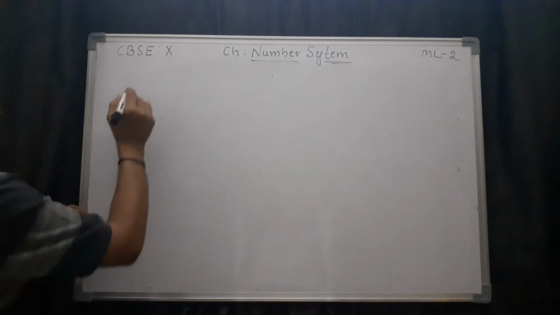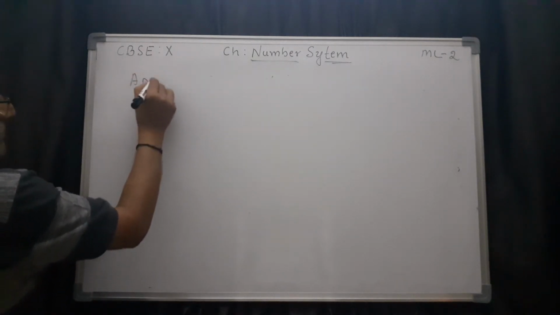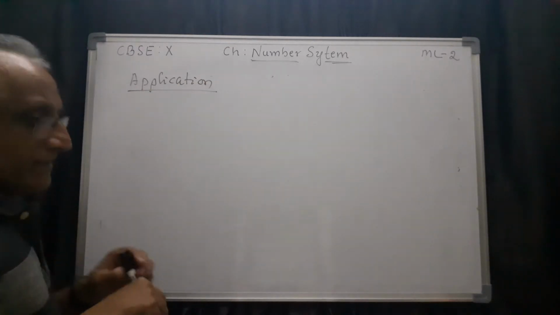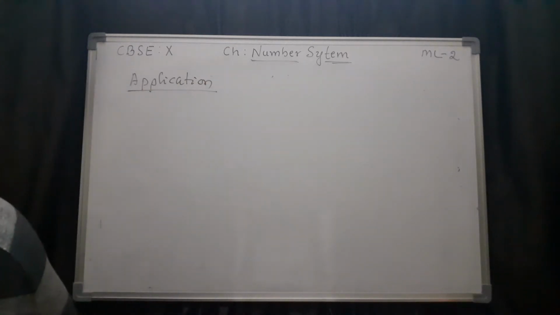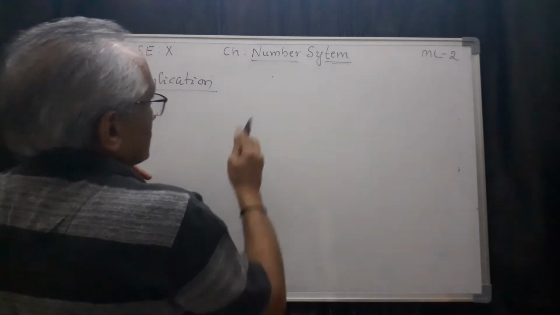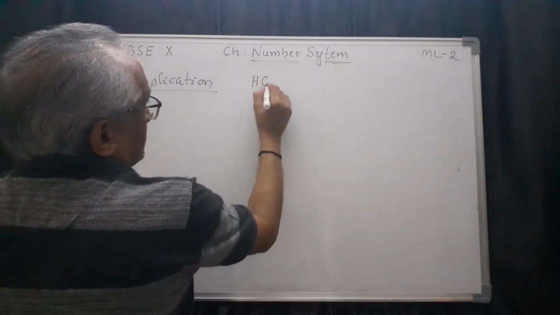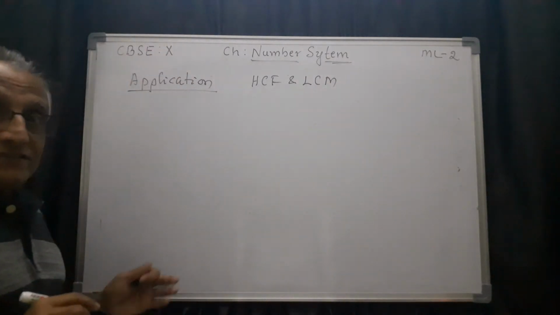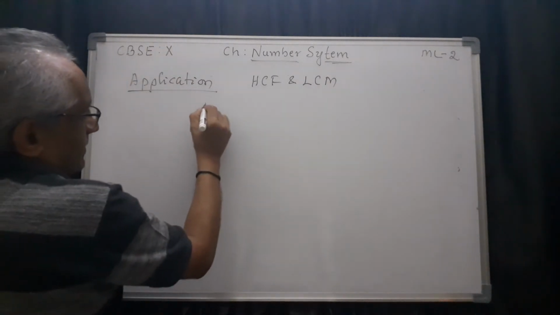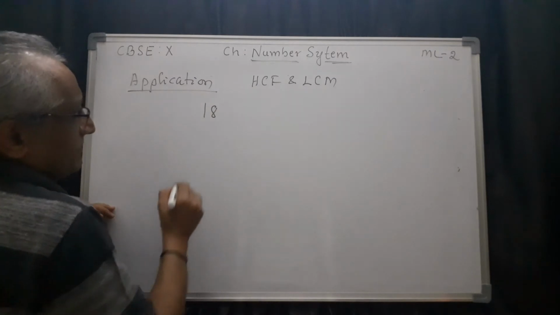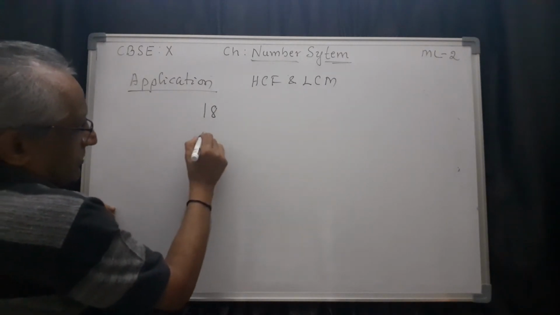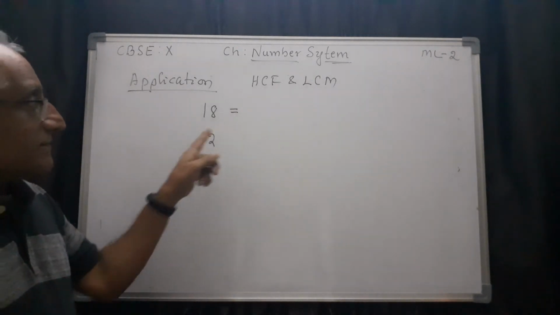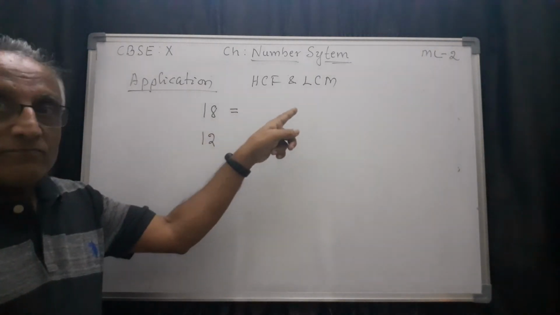So the application of this one: we can find both HCF and LCM. Let us see how. Let me take for example 18 as one composite number, and 12 as another composite number. First let us write them as a product of prime numbers.